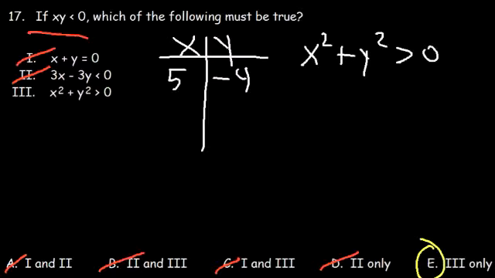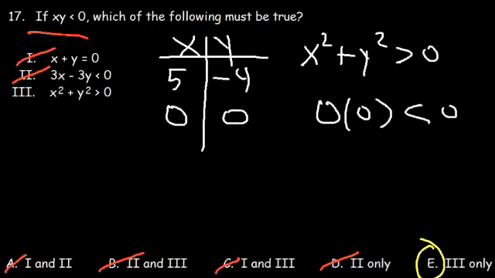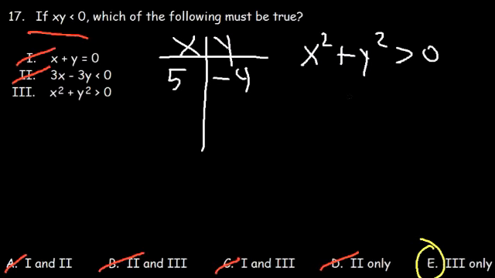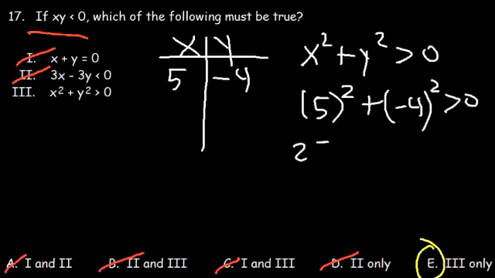And we can't use 0 for x and y, because let's say if we chose 0, 0. 0 times 0 is not less than 0. It equals 0. So we can't use 0 for x or for y. So which means x and y have to be a number other than 0, which means number 3 will always be true. So if we plug in 5 and negative 4, we're going to get 25 plus 16, which is greater than 0.